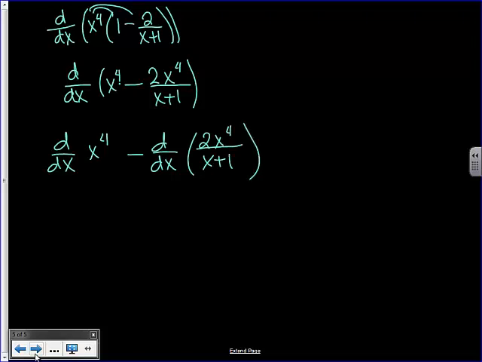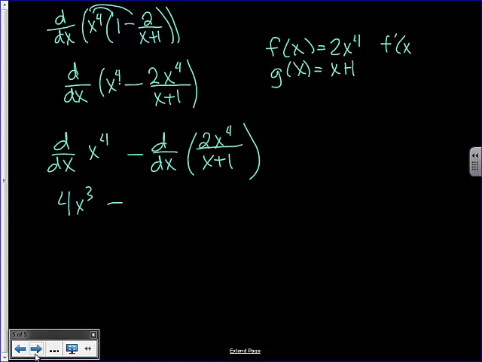Okay, that first one's just easy, right? d dx of x to the fourth is 4x cubed. And then I have my minus sign. Ooh, well now I have to do quotient rule. So let's come over here and do quotient rule. F of x here is 2x to the fourth. G of x is x plus 1. F prime of x is 8x cubed. G prime of x is 1. So bow, ditto. So the bottom, so x plus 1.